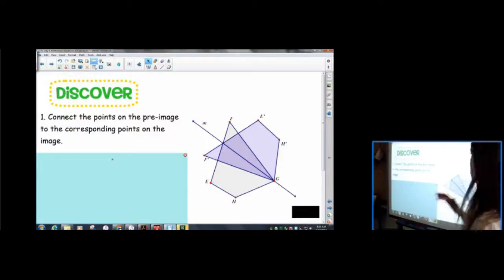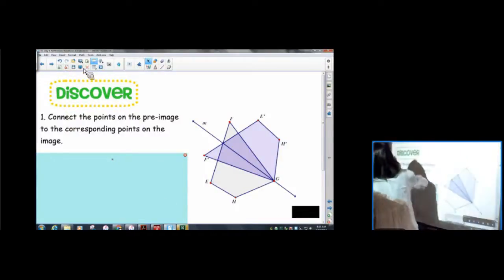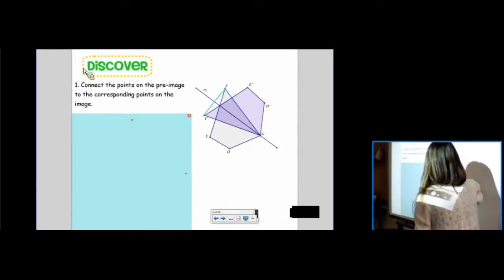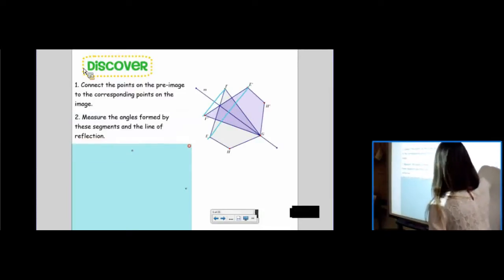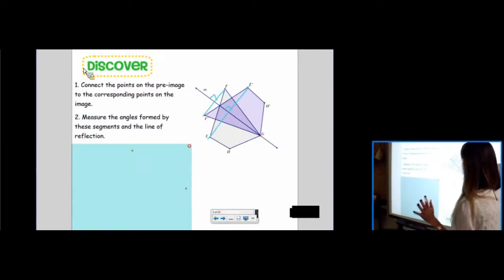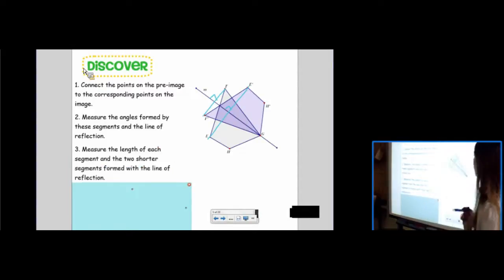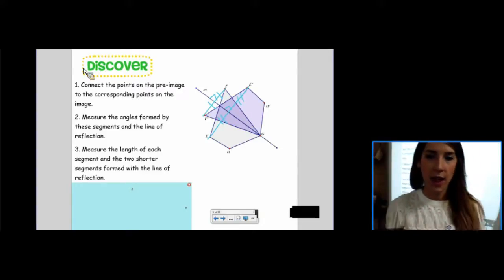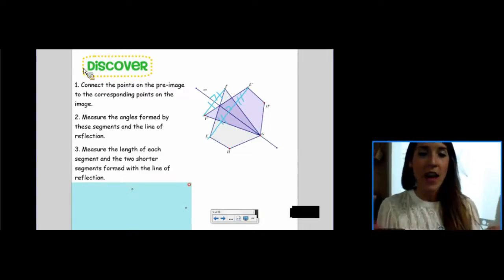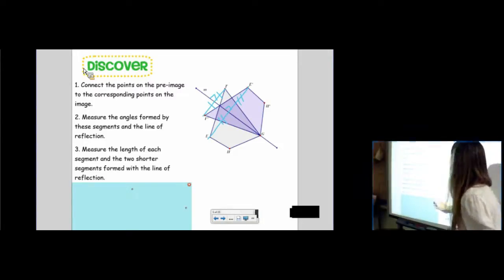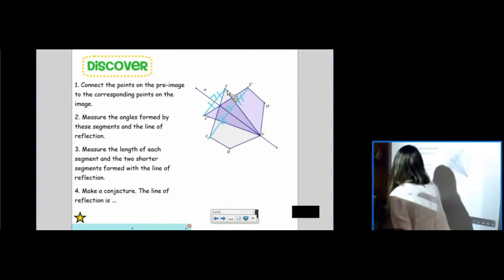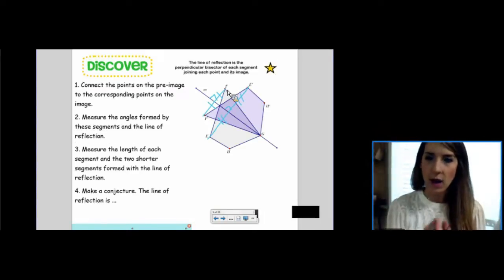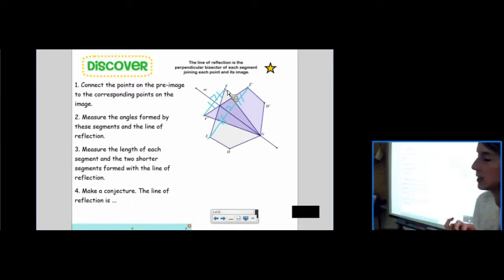Okay, so let's go over those steps again. I want to make sure we know what we did. We connected the corresponding points on the pre-image and the image. We measured the angles formed, and we got, of course, 90, 90, 90 all around. We measured the length of each segment and confirmed that it was congruent on either side of the line of reflection. That's also confirming that they are equidistant. And then we wrote a sentence. The line of reflection is the perpendicular bisector of each segment joining each point to its image.